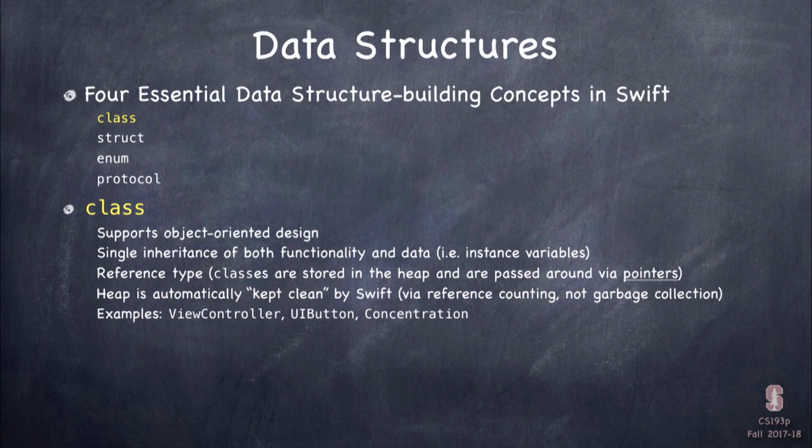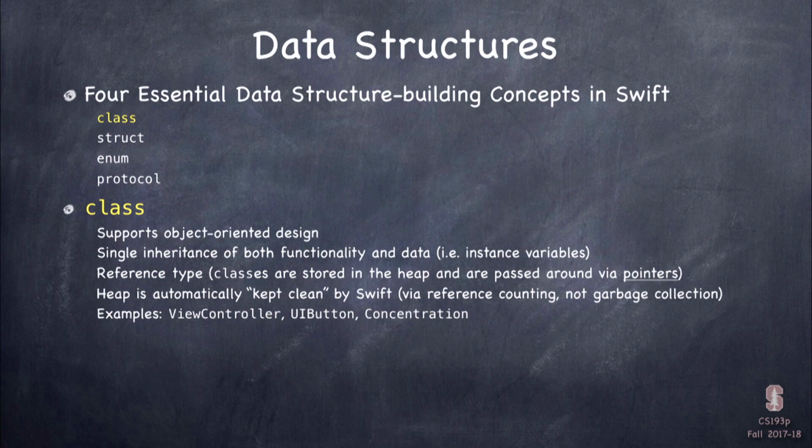Okay, so we're going to finish up today with a little review and a look forward to the data structures you use to build an app in Swift. Okay? These are the four: class, struct, enum, and protocol. Protocol is the new one that I'm going to talk about starting on Wednesday. So a class, as we know, supports object-oriented design. It has single inheritance of both functionality and data. You inherit the data, your stored vars get inherited, as well as all your methods and stuff.